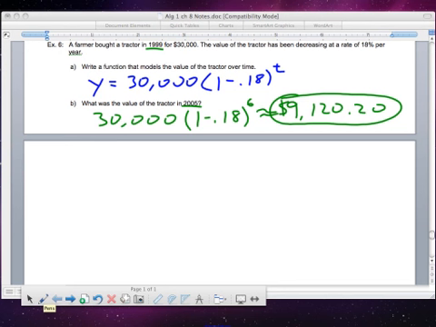So again, exponential growth and exponential decay functions are seen in a variety of places in the real world, and here are just a few examples.